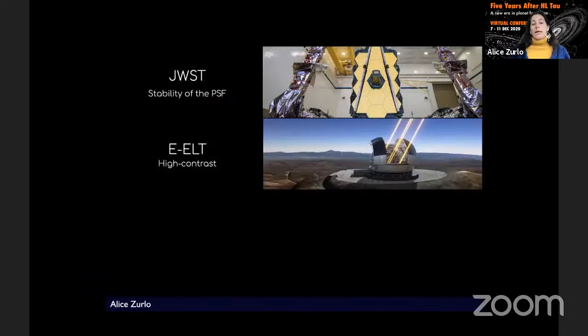Of course, in the future, the best instruments to use this technique are, as I just mentioned, JWST, because of the stability of the PSF. As you may understand, if we are trying to subtract the signal of the planet, we really need a good model of the PSF, and the PSF of the instrument should be stable over time. So JWST will be perfect to perform this kind of technique. And of course, in the future, the ELT, or in general the extremely large telescopes, will permit such a high contrast that we will be able to detect exomoons of the mass of the Earth.